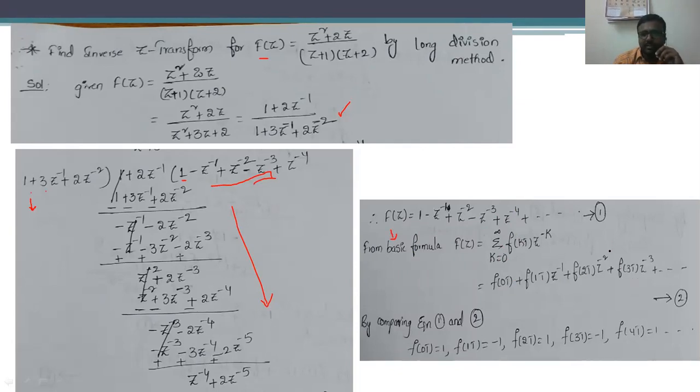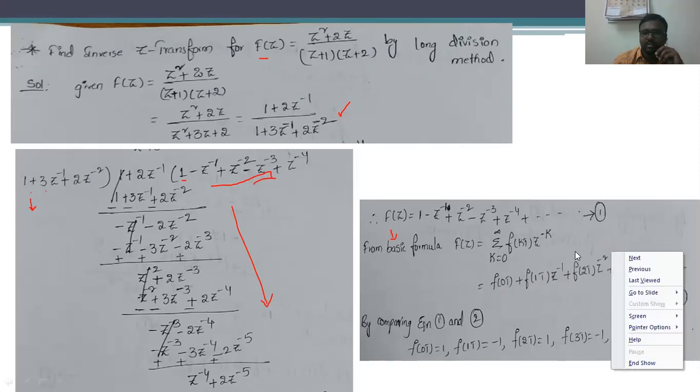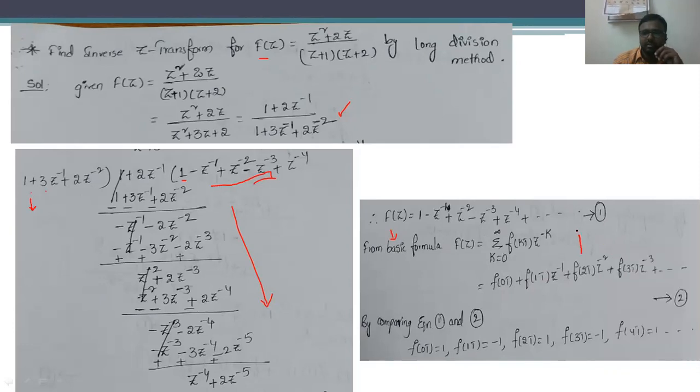So comparing this equation with this equation, we are going to get the f of 0 value is 1, f of 1 value is minus 1, f of 2 value is 1, f of 3 value is minus 1, and f of 4 value is minus 1. And this is the process which happens for calculation of the inverse Z transform by long division. Long division is the third method which is used for converting the f of z to f of t value.